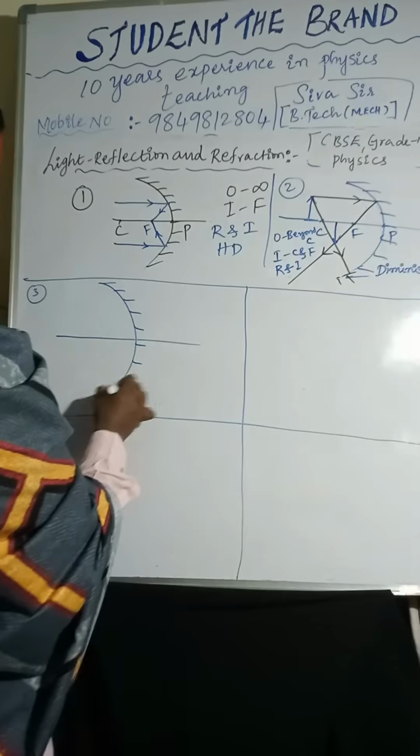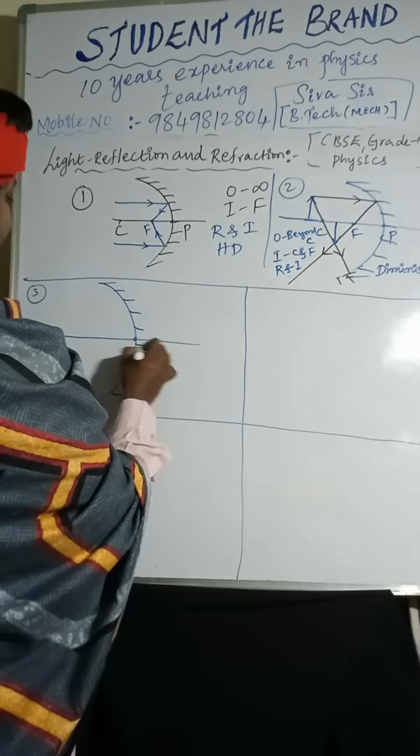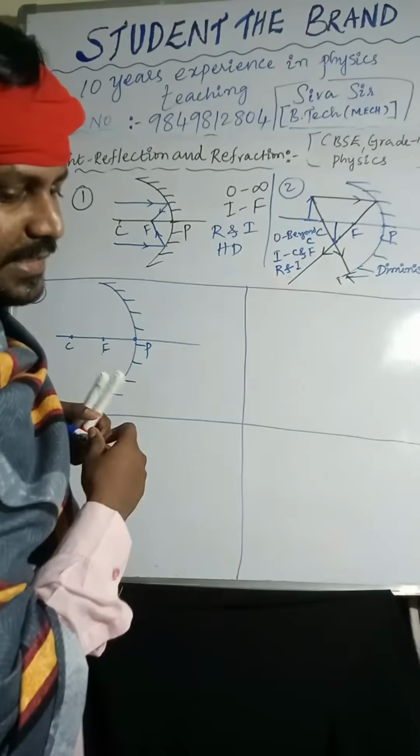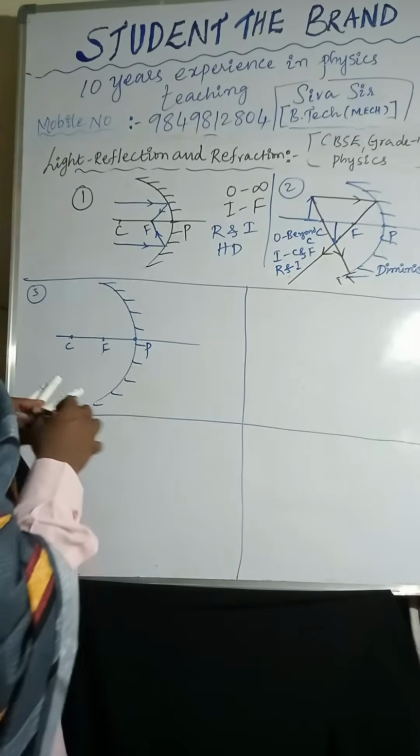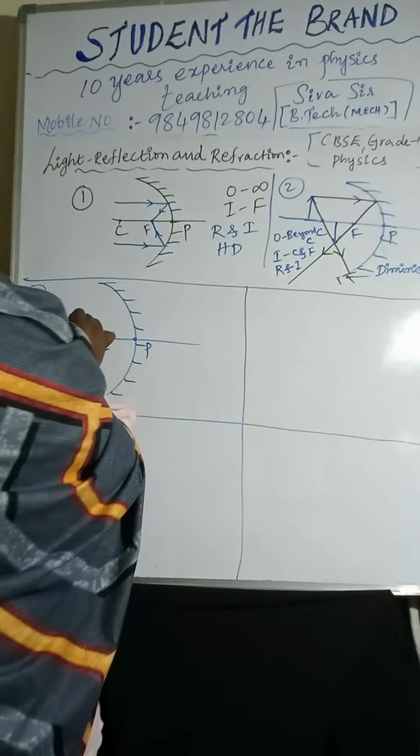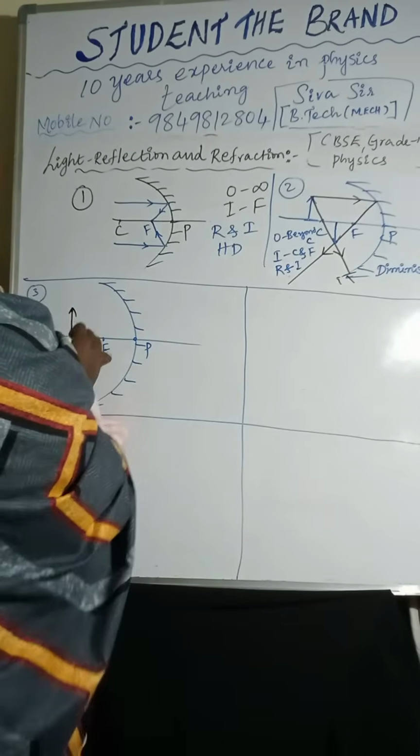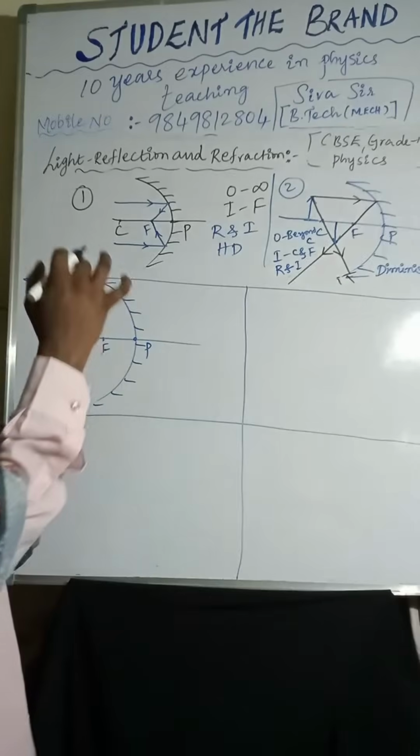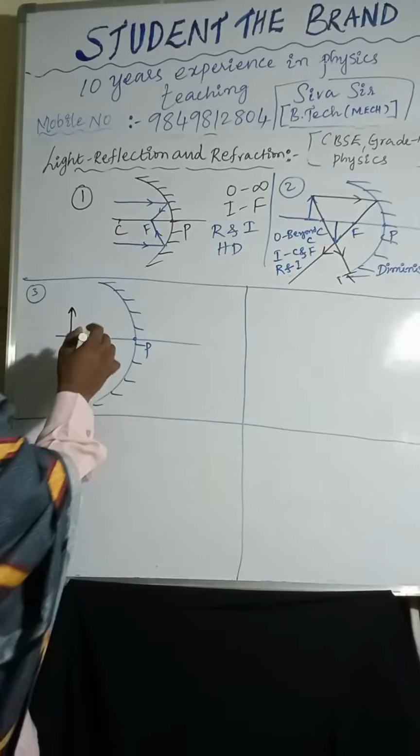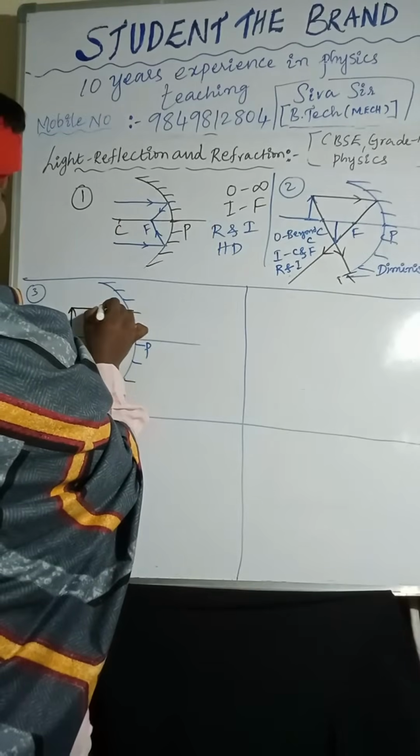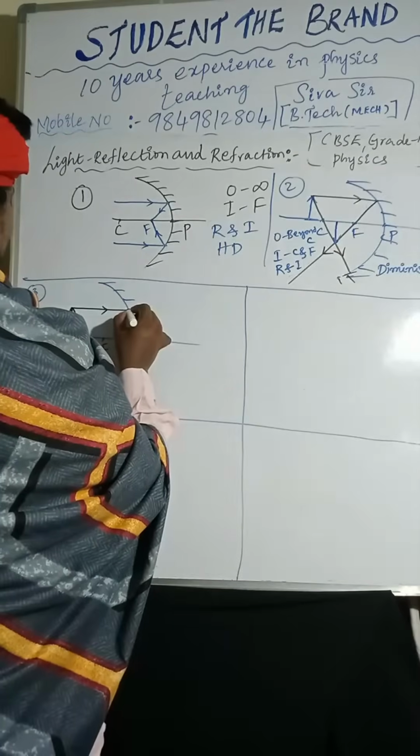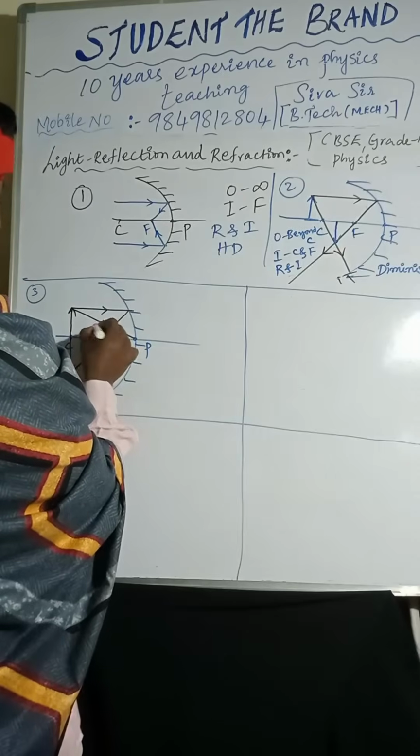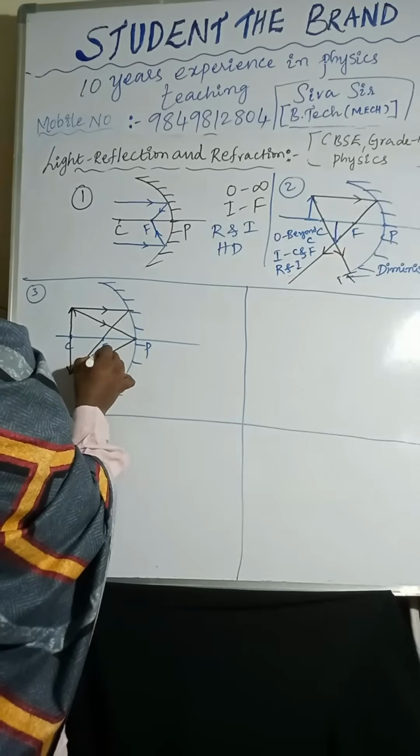So here pole, focus, central curvature. Object is placed at C. Image will form at C itself. Nature of the image is real, inverted and same size. One light I am taking like this. So it passes through focus. Another light is incident at the pole. It reflects back.